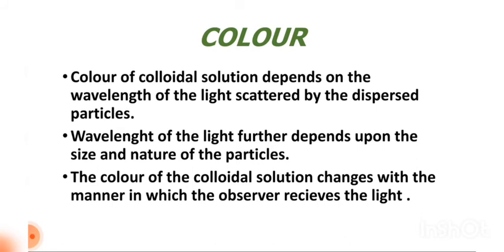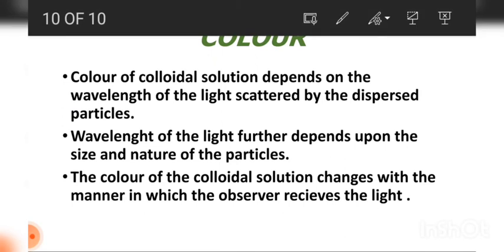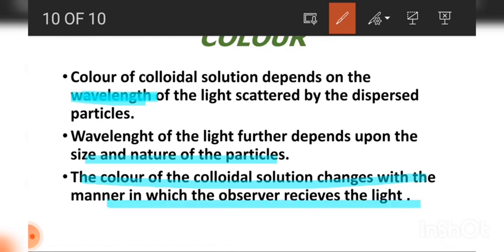Moving on to the third property, which is color. Color of the colloidal solution depends on the wavelength of the light scattered by the dispersed particles. So mainly wavelength determines the color of the colloidal solution. Wavelength of the light further depends upon the size and nature of the particles. The color of the colloidal solution changes with the manner in which the observer receives the light.